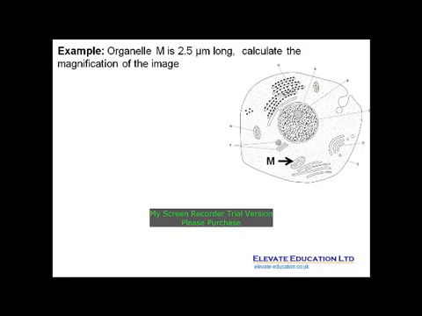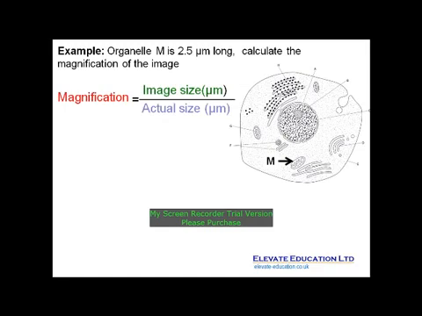The next way the exam can ask us to work out magnification is they could give us a question such as this. We're told that organelle M is 2.5 micrometers long. We have to use that information to calculate the magnification of the image. We've been asked to work out the magnification. So the first thing we do is we write down our formula. Remember, we've checked our triangle. It's image size in micrometers divided by the actual size in micrometers.